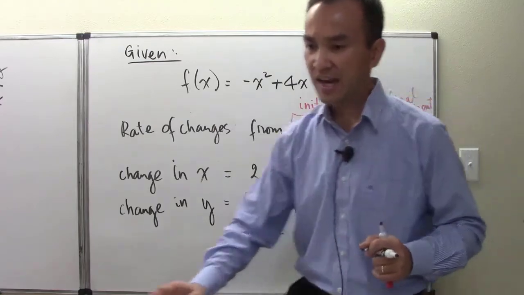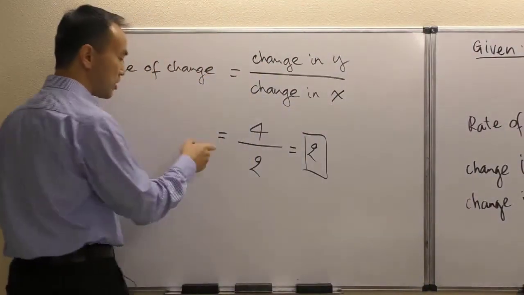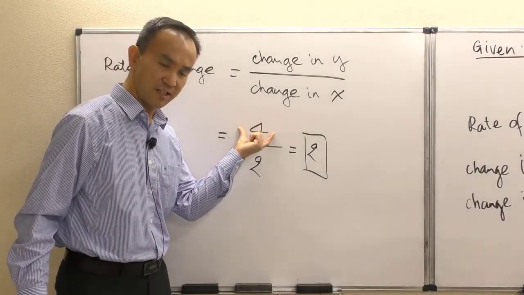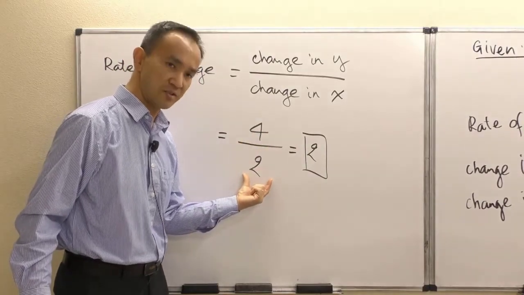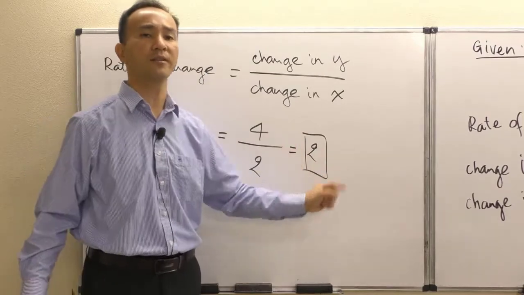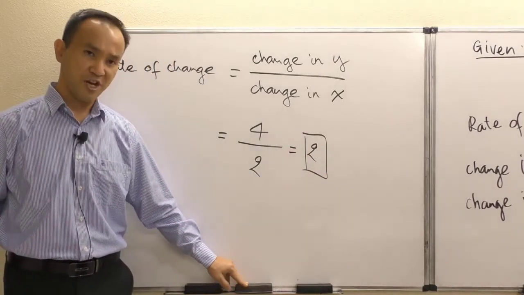And so we had a rate of change. We had a ratio of change saying that the y value changes 4 per 2 changes in the x value. So in the end, we came to a ratio 2 over 1, and that's what it is. It's called a rate of change.